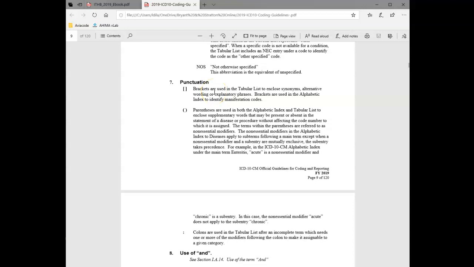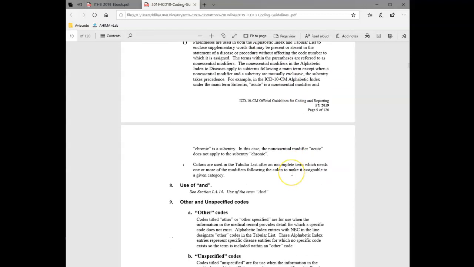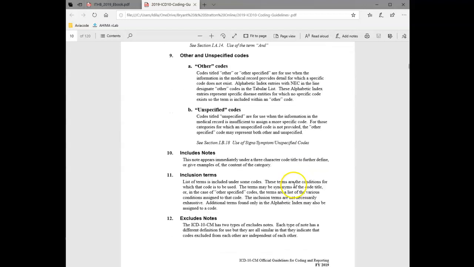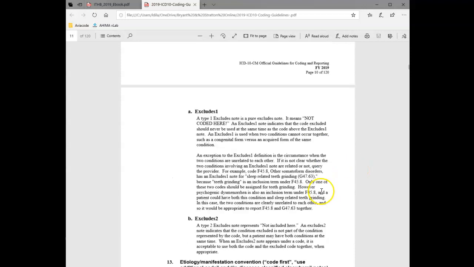Brackets are used differently in the alpha index than they are in the tabular index. If you see a bracket in the alpha index, it means that there is a manifestation code that must be added to the code you are looking to apply to your account. So there would be 2 codes in that case. And when you see brackets in the tabular list, it's enclosing explanatory phrases. So you see 2 very, very different definitions and an important distinction to make.